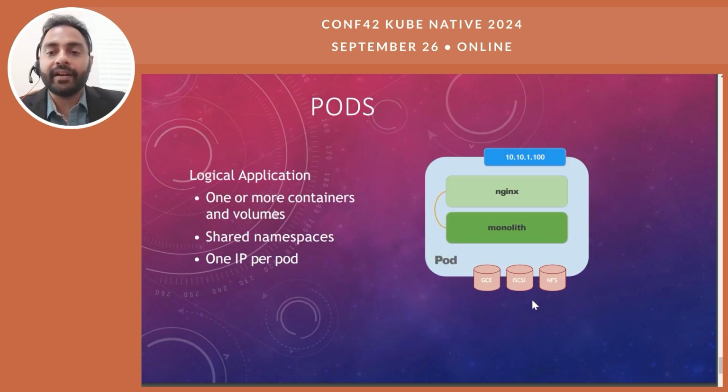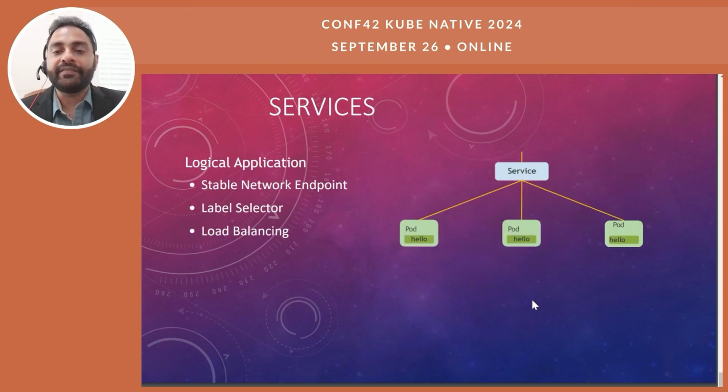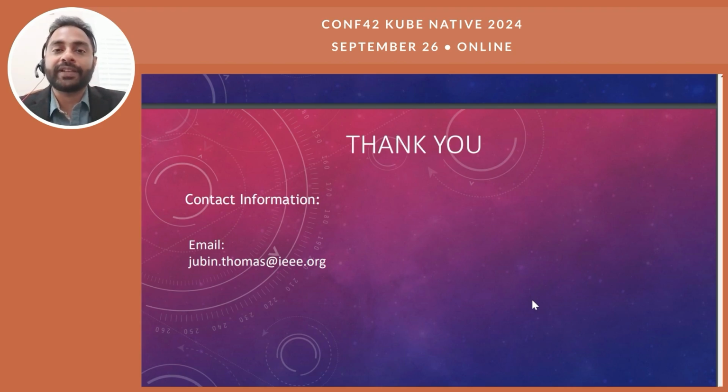And there are certain Kubernetes concepts which I would like to talk about. When we talk about Kubernetes, we definitely talk about these things. One is pods. Pods are one or more containers and volumes. They have a shared namespace, and one IP per pod. And then we have services. Services give us a stable network endpoint, and they have a label selector and also load balancing within them. This is what I would like to share as part of my talk.